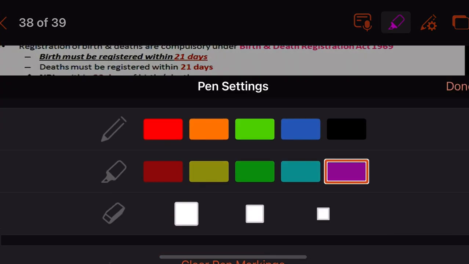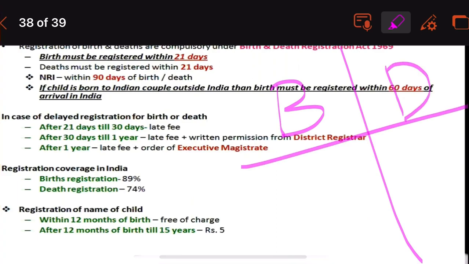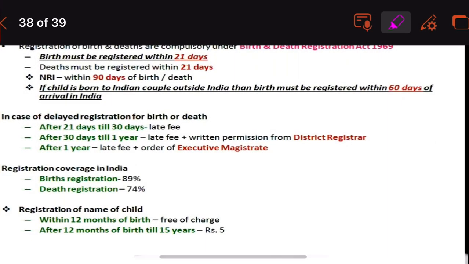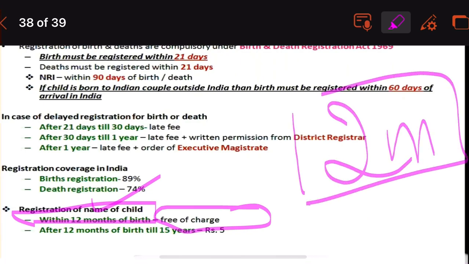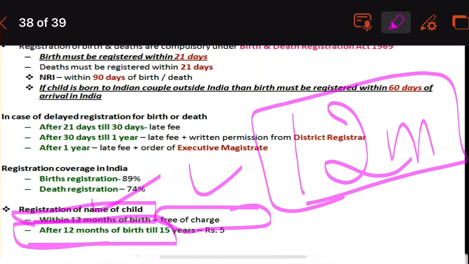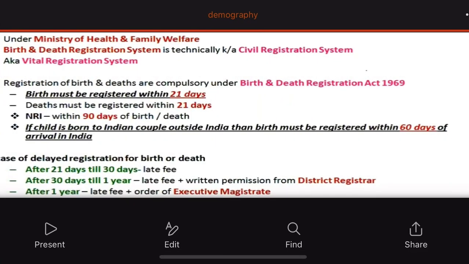Registration of the name of the child. After the registration of the birth, the name of the child also has to be registered. Within 12 months of the birth, if the name of the child is registered, it is done free of charge. If it is done after 12 months of the birth till 15 years, a charge of ₹5 is levied.